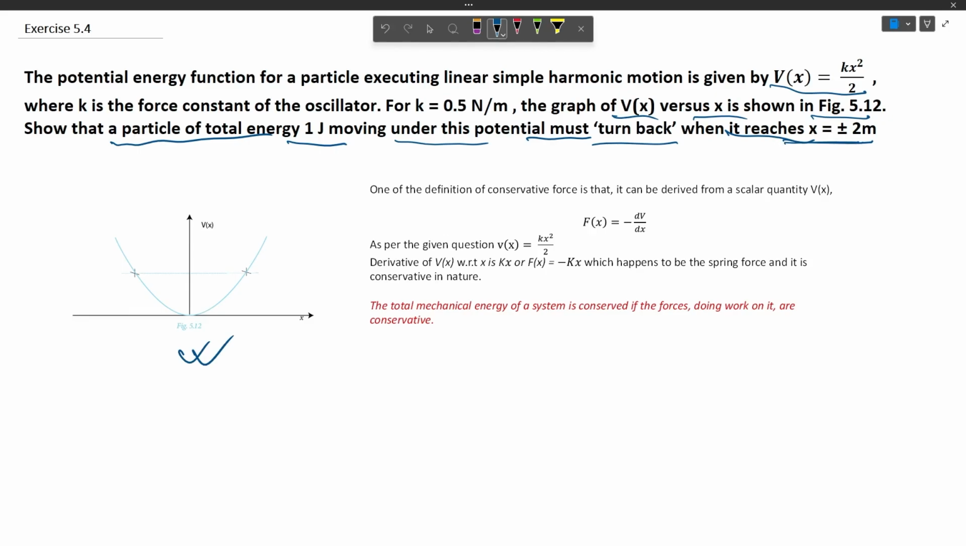So we all know simple harmonic motion: a particle stays at the mean position, goes to the extreme position and then comes back, again goes to the extreme position in the other direction and then again turns back. So we have to prove that the extreme position is at x equals plus minus 2 meter. Now here we haven't been given the potential energy function, that is kx squared by 2.